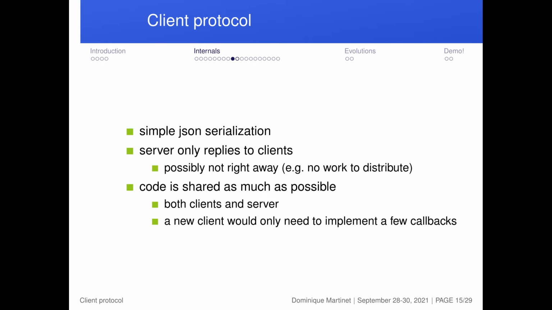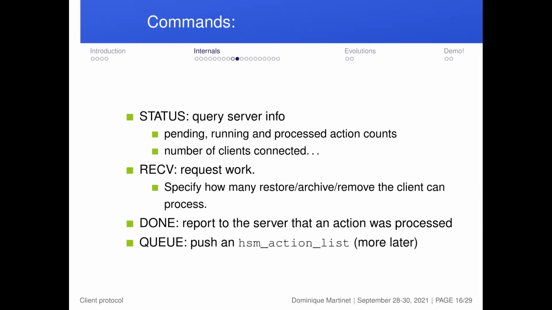Then the code is shared as much as possible, both between the client and the server for all the JSON stuff that's common, and between both clients we have. So a new client would only need to implement a few callbacks and can be done in a few hundred lines of code. The protocol implements just a few requests. With this, I'm able to do everything I wanted to do. There might be a bit more later, but for now it's enough.